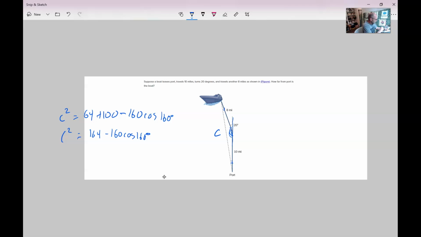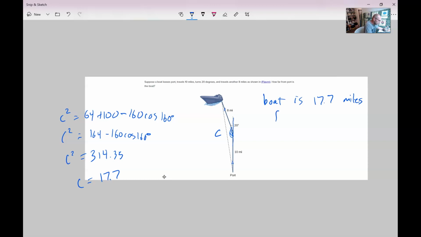Okay, so I'm going to go 164 times cosine of 160. I think I'm in degree mode. And I get C squared is equal to 14.35. So I square root that. And I get C is equal to 17.7. So we would say the boat is 17.7 miles from home.